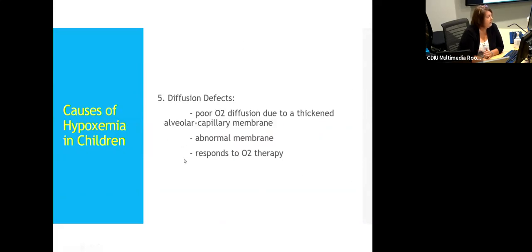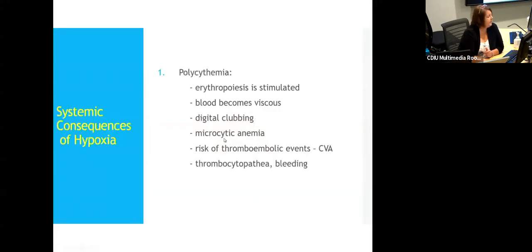There are times when you're going to have diffusion defects, thickened alveolar capillary membranes. We talked about this earlier. So think pulmonary edema, alveolar capillary dysplasia, things like this. Hopefully they won't be so severe, and these defects will also respond to oxygen therapy.